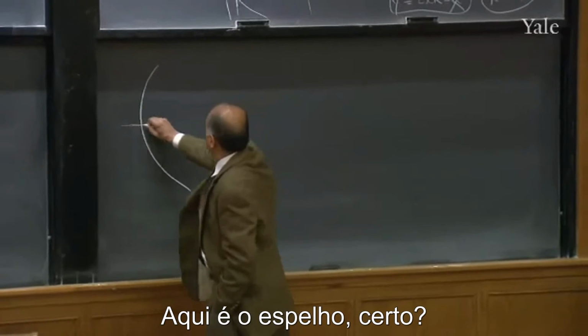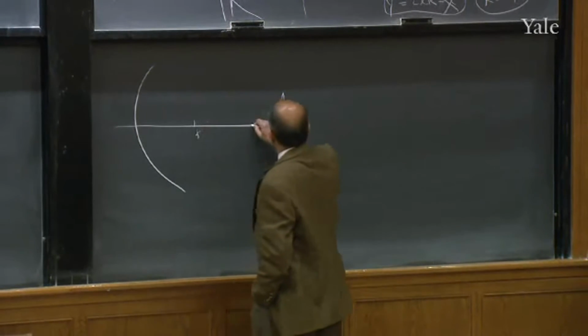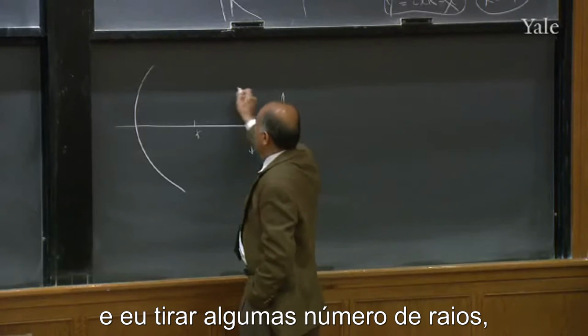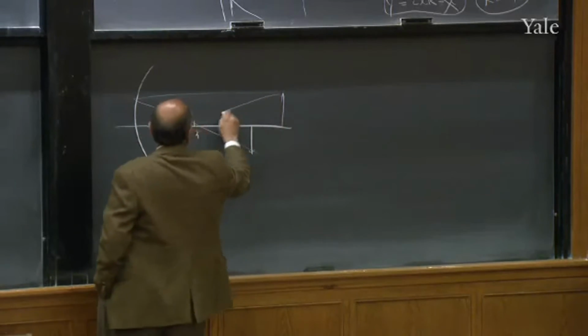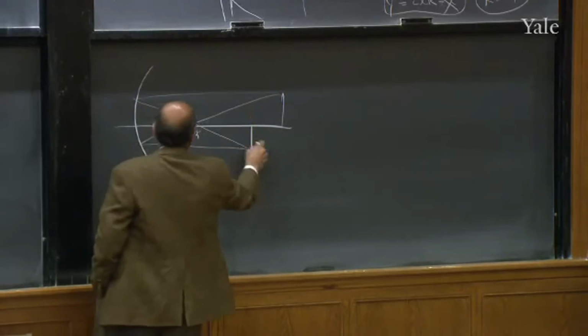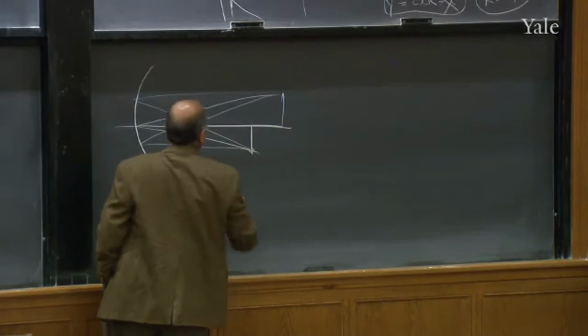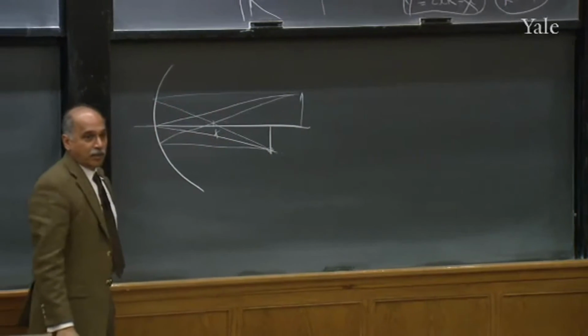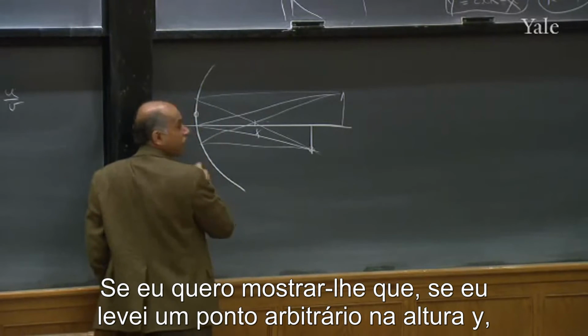Here is that mirror, right? And I took an object here. That's the focal point. And I drew some number of rays, 3 of them, in fact, right? This one, that one, and one through the center. They all came. If I want to show you that if I took an arbitrary point at height y, yes?